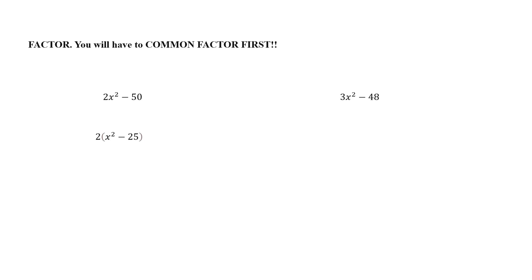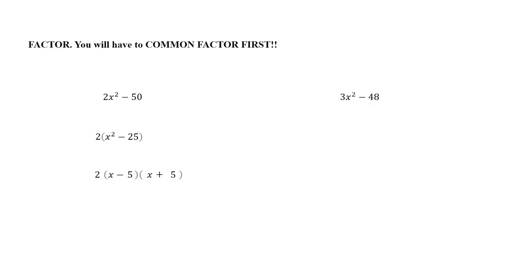Once we've common factored it using the greatest common factor 2, we're left with 2 bracket x squared minus 25. Now, the x squared minus 25 can use the difference of squares method. So, we write in our 2, ask ourselves, what is the square root of x squared? That's x. What is the square root of 25? That's 5. Put in our negative and our positive, and we've factored 2x squared minus 50.